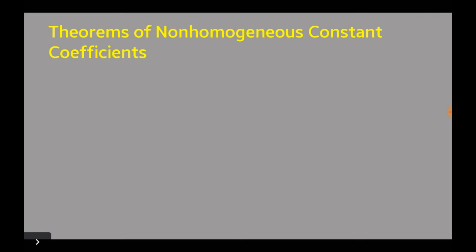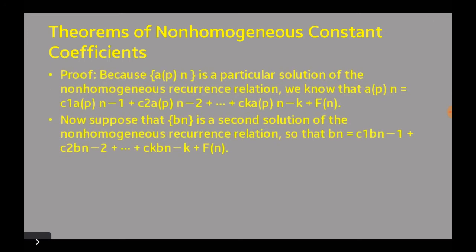In the theorem on non-homogeneous recurrence relations with constant coefficients, the proof goes as follows. Suppose a_n^(p) is a particular solution of the non-homogeneous recurrence relation. We know that a_n^(p) = c_1 a^(p)_{n-1} + c_2 a^(p)_{n-2} + ... + c_k a^(p)_{n-k} + f(n). Now suppose that b_n is a second solution of the non-homogeneous recurrence relation, so that b_n = c_1 b_{n-1} + c_2 b_{n-2} + ... + c_k b_{n-k} + f(n).